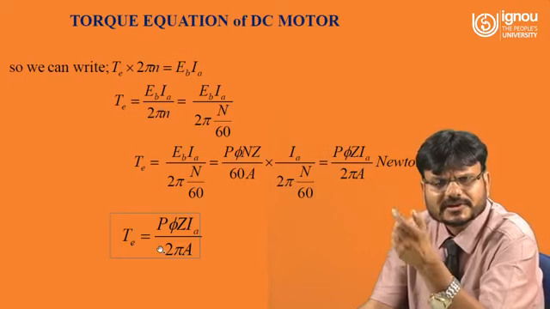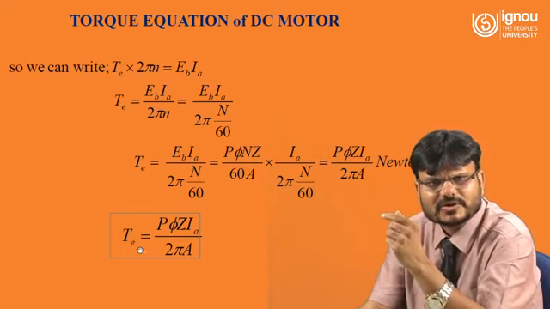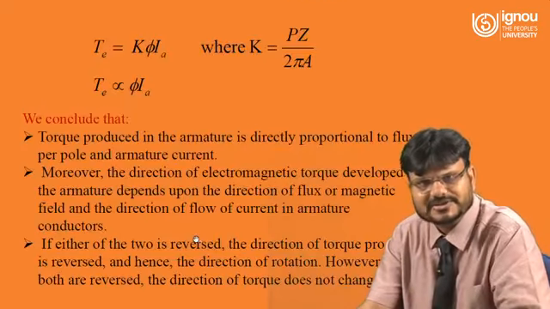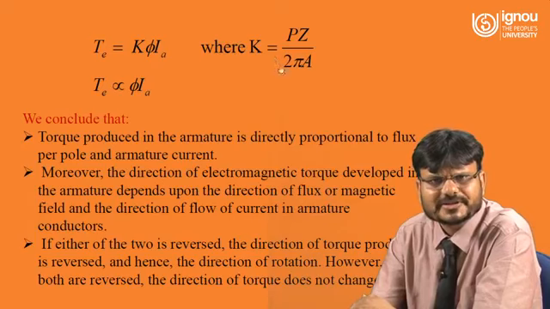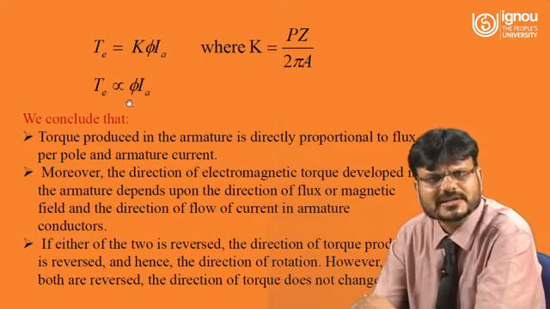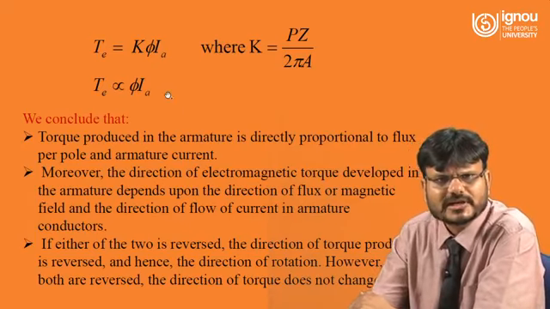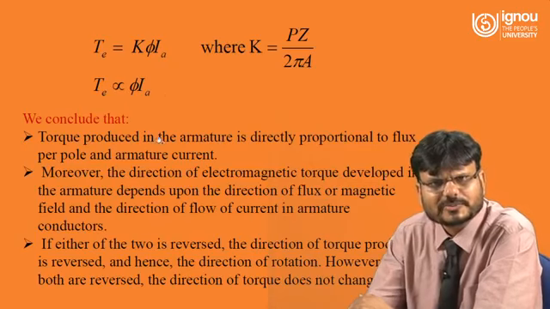So in conclusion, we can say that this torque is directly proportional to the armature current. So you can say T is equal to K phi IA, where K is equal to PZ upon 2 pi A. So T is directly proportional to flux per pole and armature current. The torque produced in the armature is directly proportional to the flux per pole and armature current.